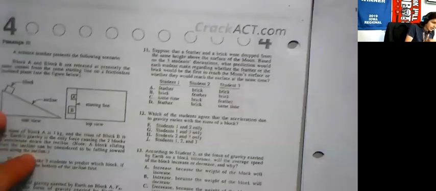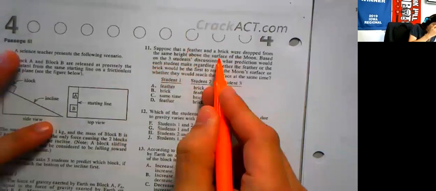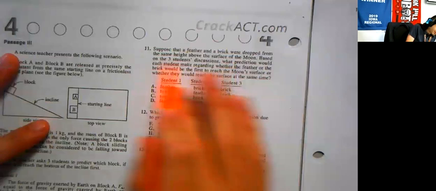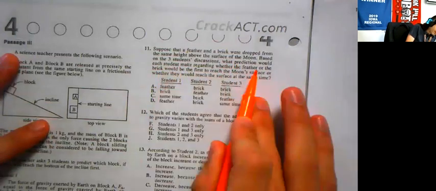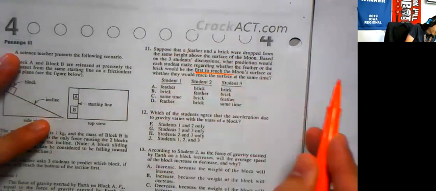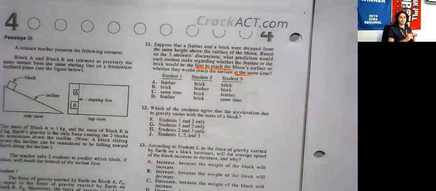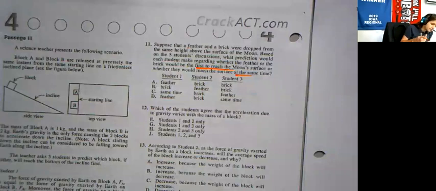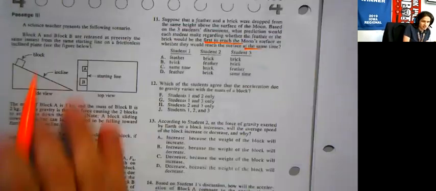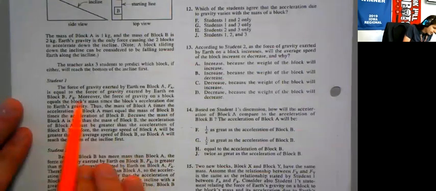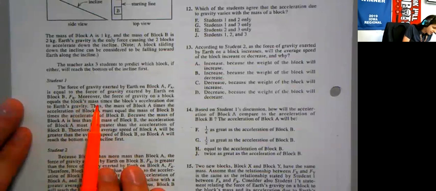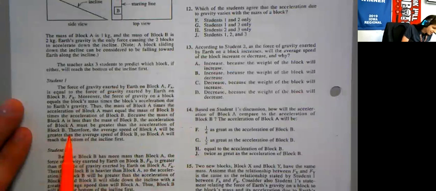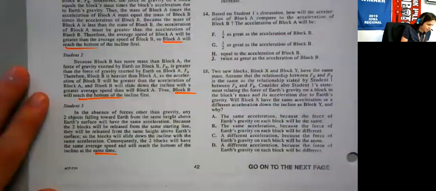Number 11, suppose that a feather and a brick were dropped from the same height above the surface of the moon. Great. Based on the 3 student discussions, which prediction would each student make regarding whether the feather or the brick would be the first to reach the moon's surface, or whether they would reach it at the same time? Okay. Feathers and bricks. Great. And so reach the surface, it's like probably sliding to the bottom of the thing. So what am I reading for? What's going to reach first? Therefore, the average speed of block A will, all right, block A will reach the bottom first. Block B will reach the bottom first. Same time. Oh, so 3 says same time.